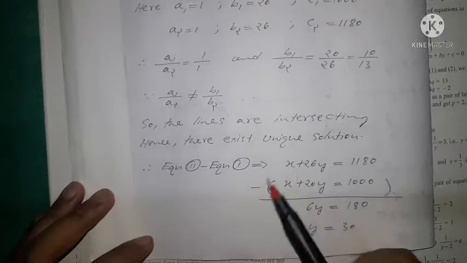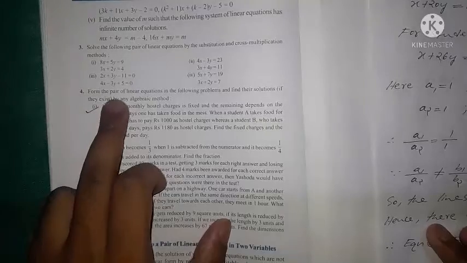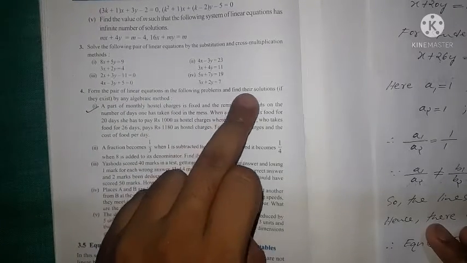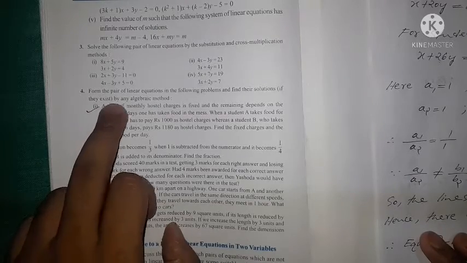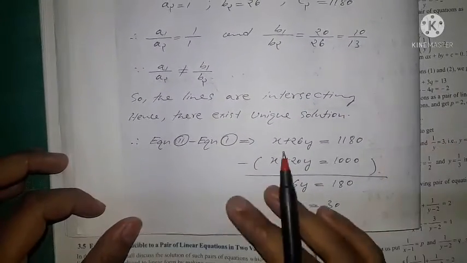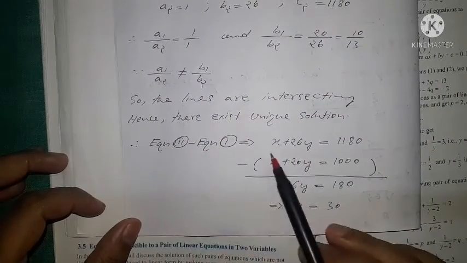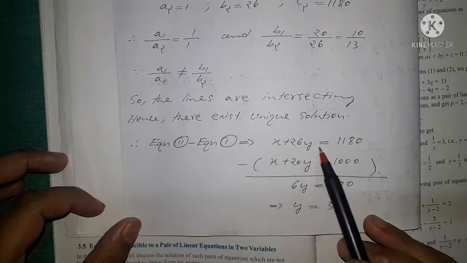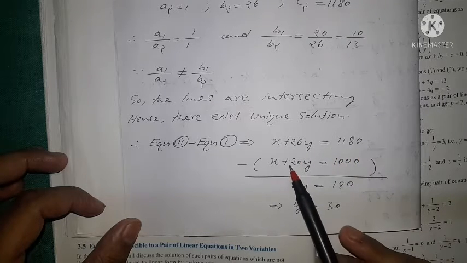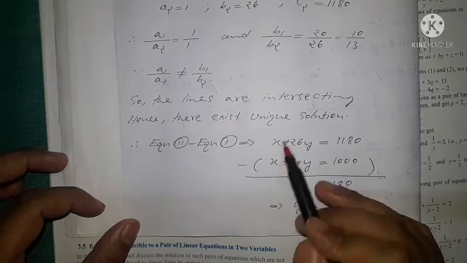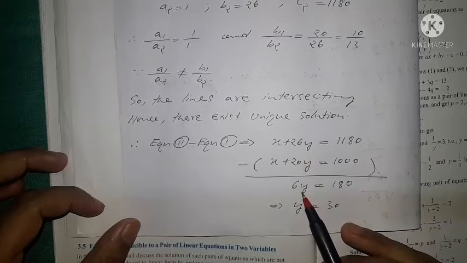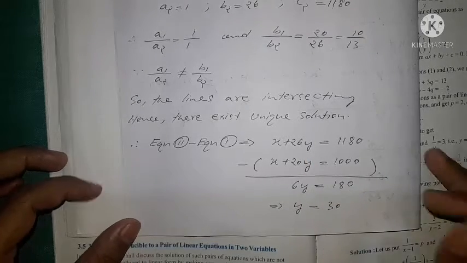So now we need to find the solution. As it is given in the question, form the pair of linear equations in the following problems and find the solution if it exists. Here the solution exists, which is a unique solution, and we can follow any algebraic method. Here we will follow the method of elimination. Equation 2 minus equation 1: X plus 26Y equals 1180 minus X plus 20Y equals 1000. After the calculation, X cancels and 26 minus 20 gives 6Y equals 180. Therefore Y is equal to 30.